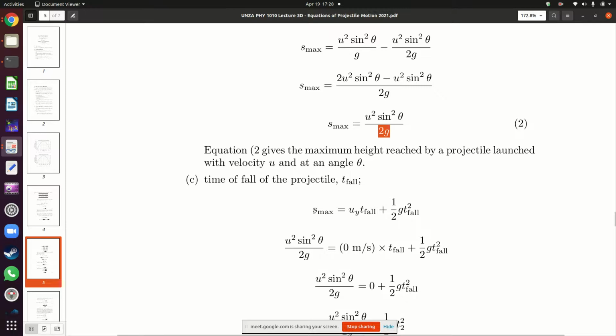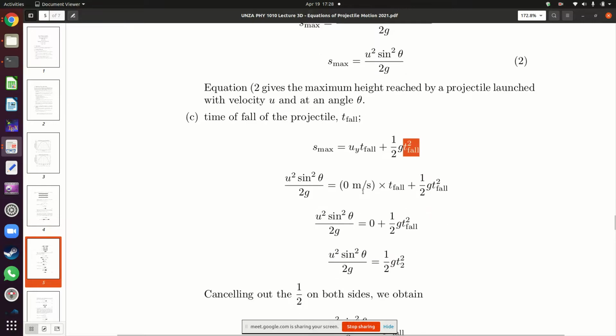So we can use this expression: S max, which is the maximum height, is equal to the initial velocity, now starting from maximum height coming down, multiplied by the fall time, plus half g t4 squared. The maximum distance through which your projectile is going to fall is what you found here as S max. So this is u squared sin squared theta divided by 2g equals the initial velocity at maximum height, which is 0 meters per second, multiplied by the fall time. The time it's going to take to fall, that's what you're looking for.